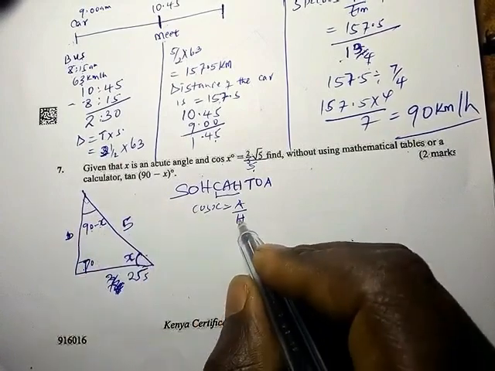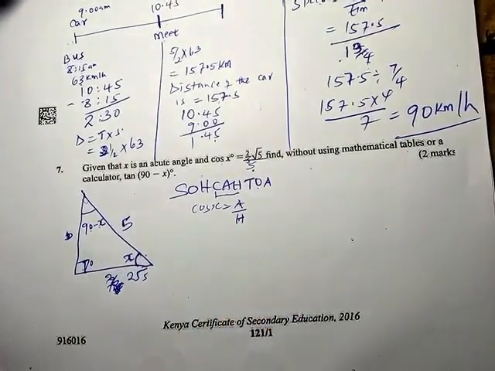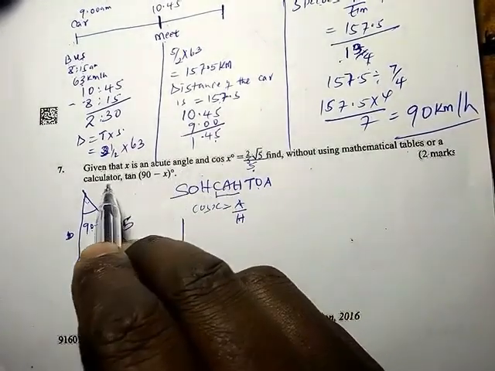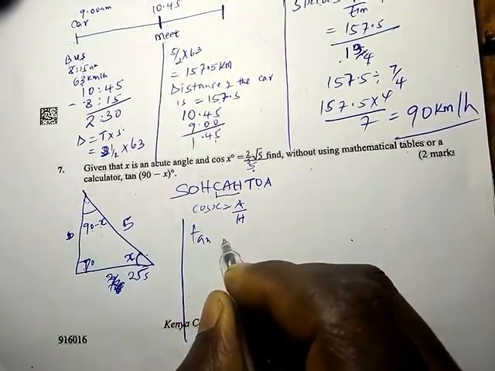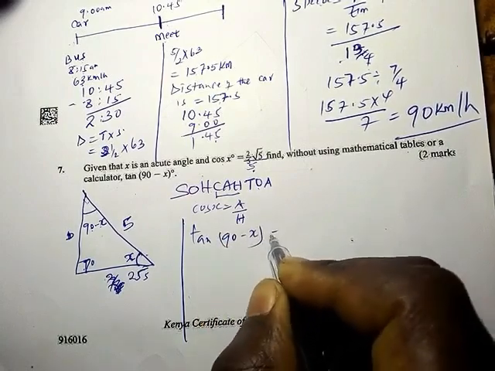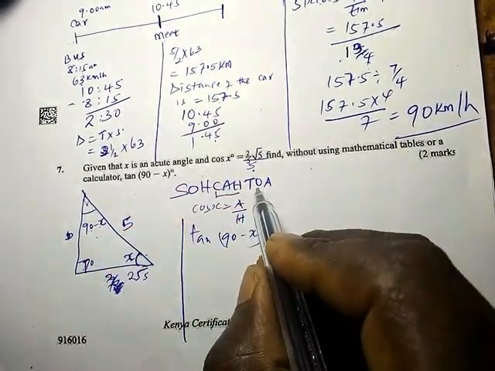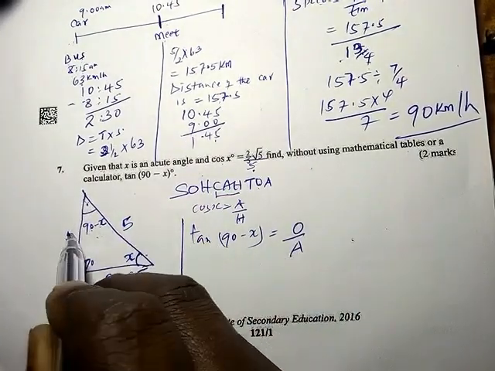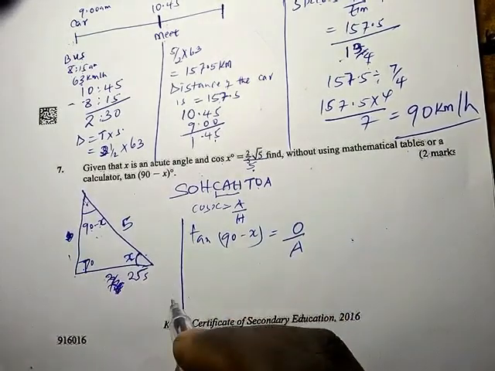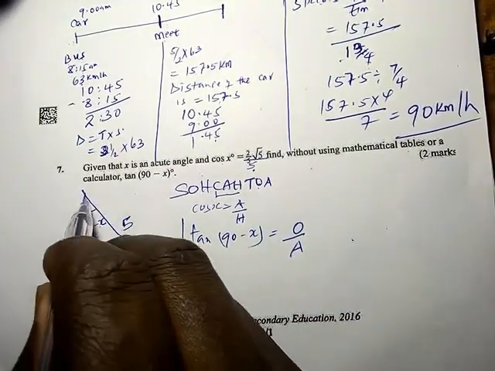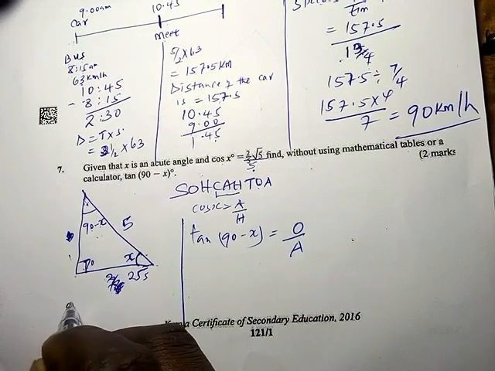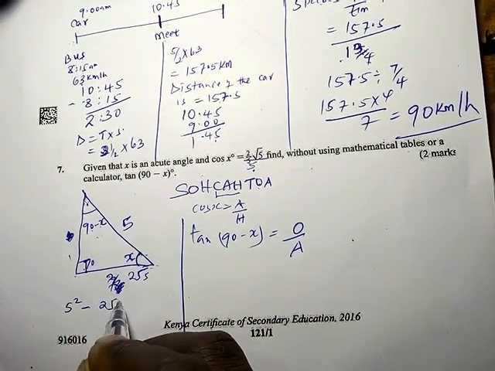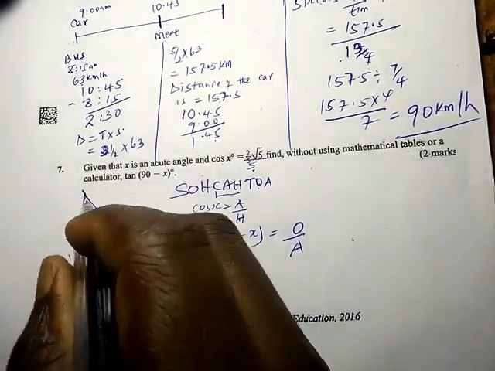Hypotenuse is this one, that is 5. Right? So what we want now is the tan of this. So tan of 90 minus x will be opposite over adjacent. But we don't have the adjacent yet, so we need to get that. How do we get that? This is the hypotenuse, which is 5 squared, minus this squared, 2 root 5 squared, will give us this one.